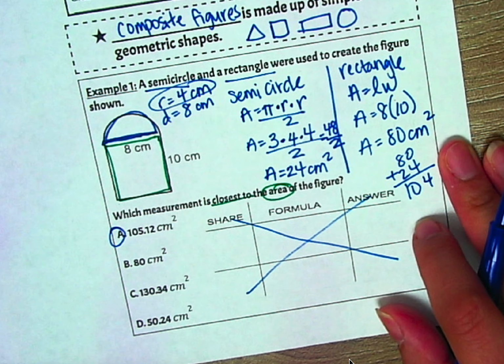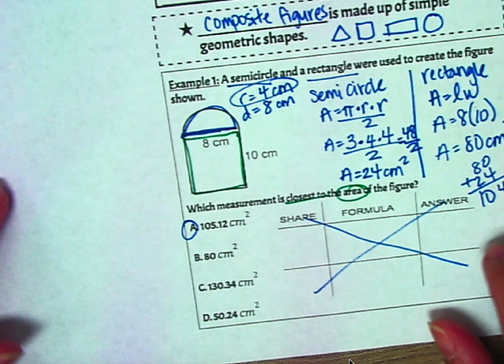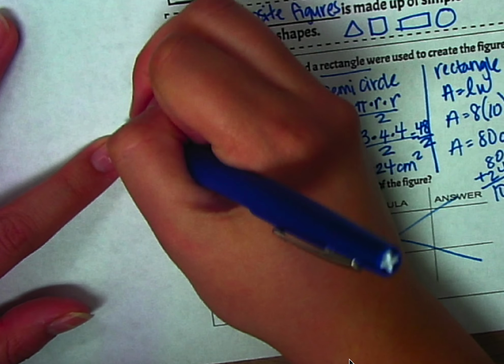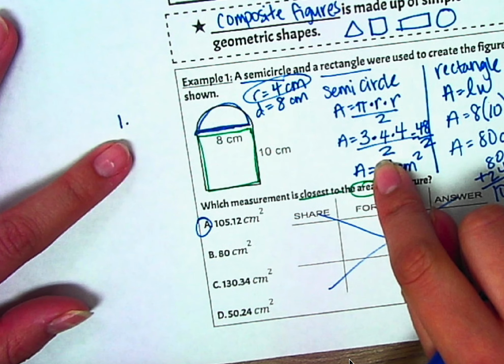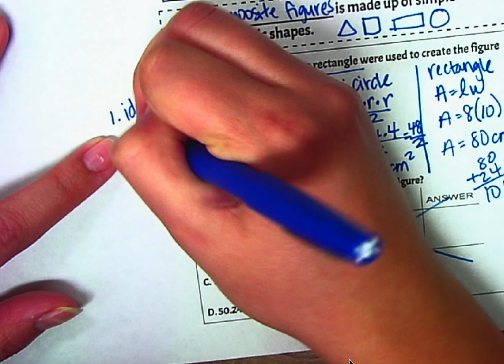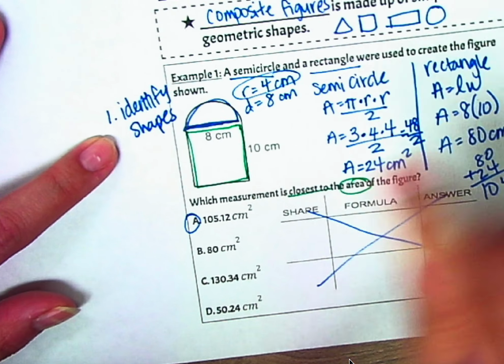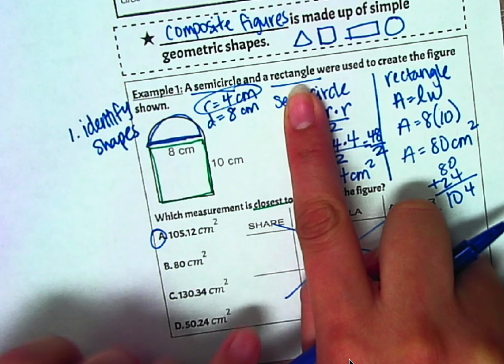Okay. So I'm going to go ahead and write the steps of what I did, and we're going to turn it over on the back. The first step was to identify the shapes. Okay. Identify shapes. I first went through this and saw that I only have a semicircle and a rectangle.